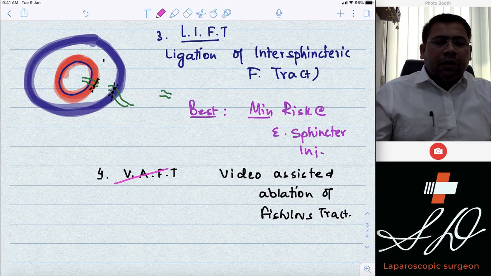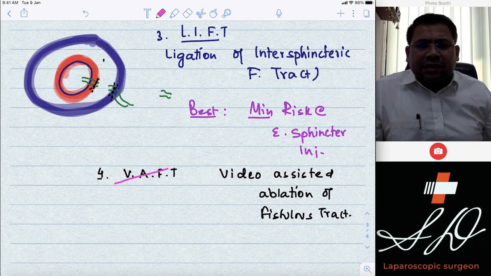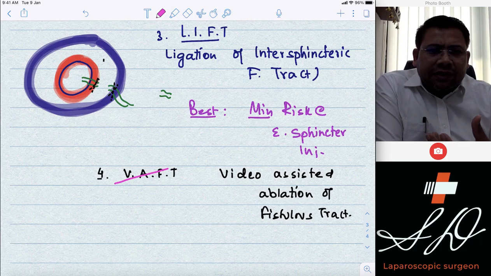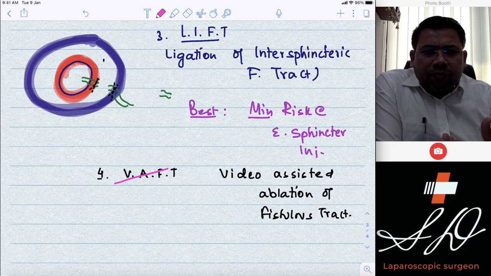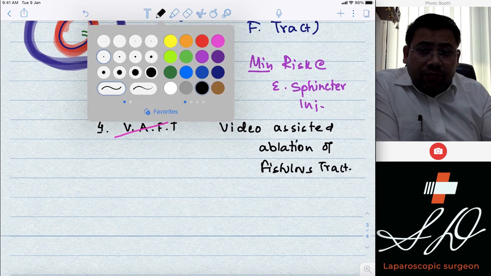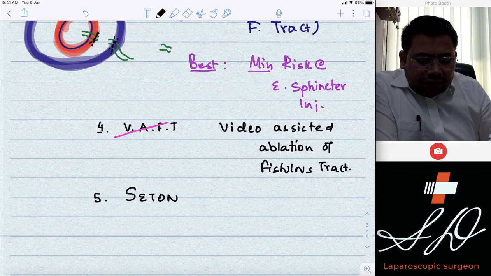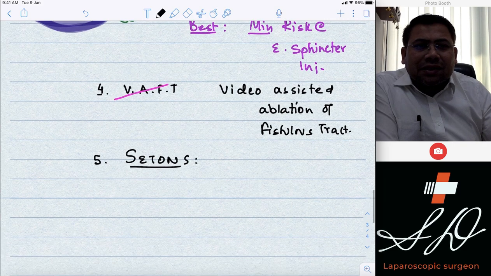However, there are people who still consider it a gold standard for some cases, but as far as our centers are concerned, we don't perform this because we follow the American Society of Colorectal Surgeons principles. Then there is something which is known as setons. Do you know what setons are?